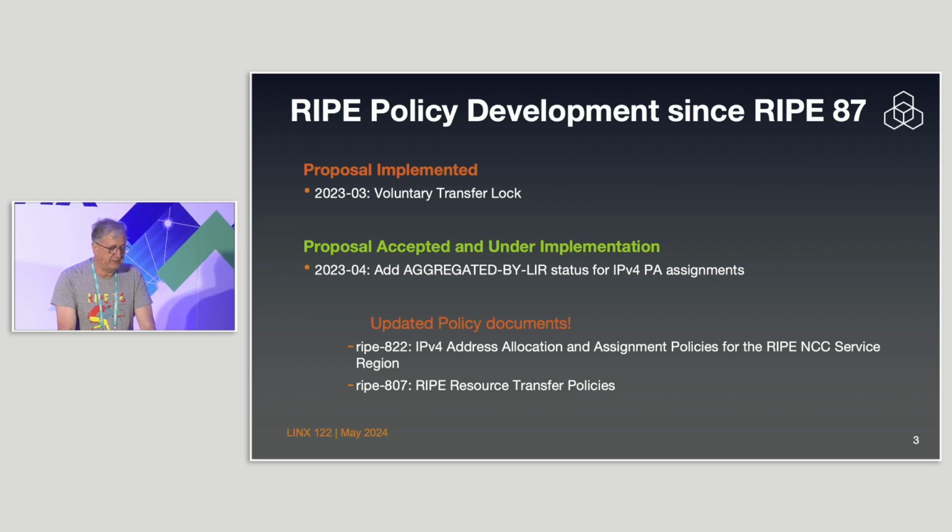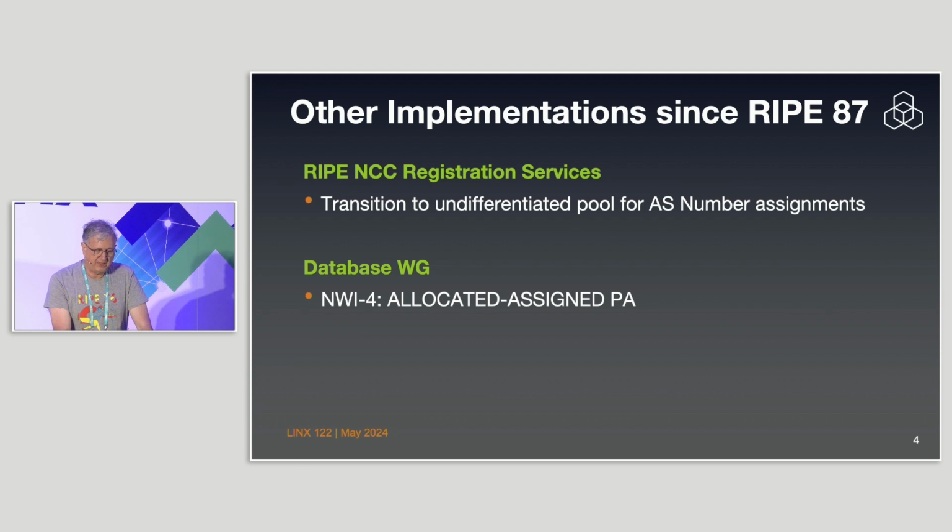The result of that policy being accepted and under implementation is that we have a couple of updated policy documents, 822 and 807, which are fairly minor modifications to those documents. Other implementations: the transition to an undifferentiated pool. You can now no longer choose whether you want a 16-bit or a 32-bit AS number. This has been around really since 2019 and is now fully implemented. Basically, you get a random number. Well, not a random number, obviously, a random unallocated number. You can't specify whether it's a 16 or a 32-bit.